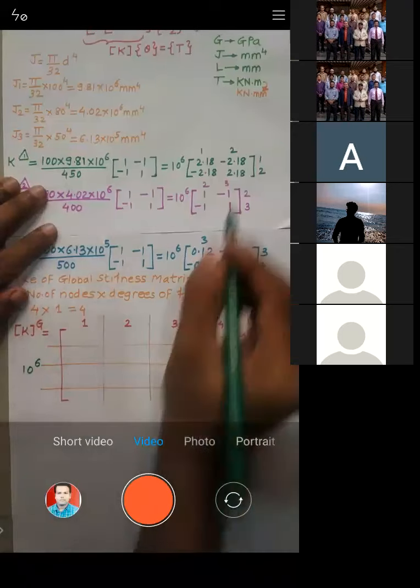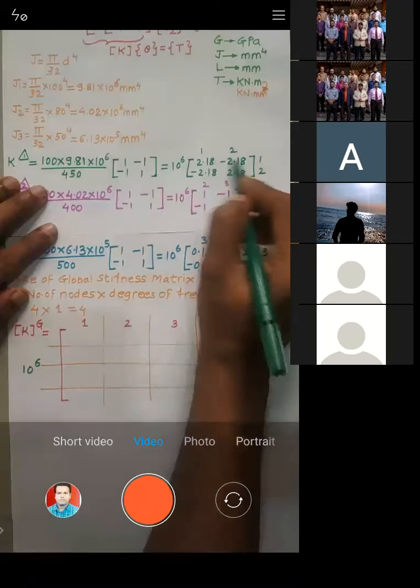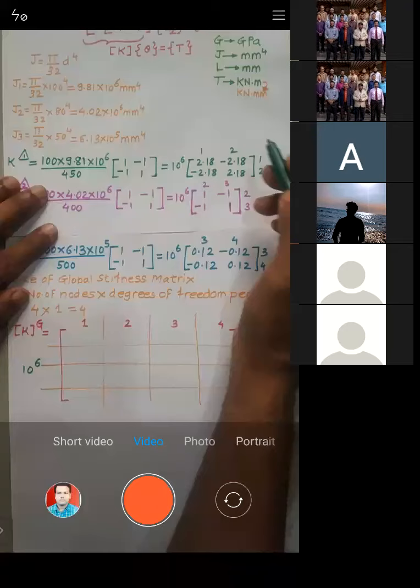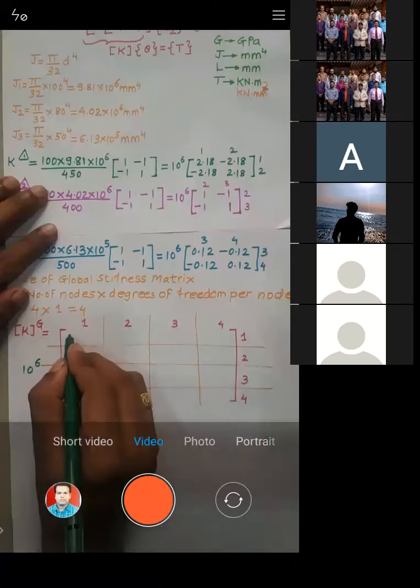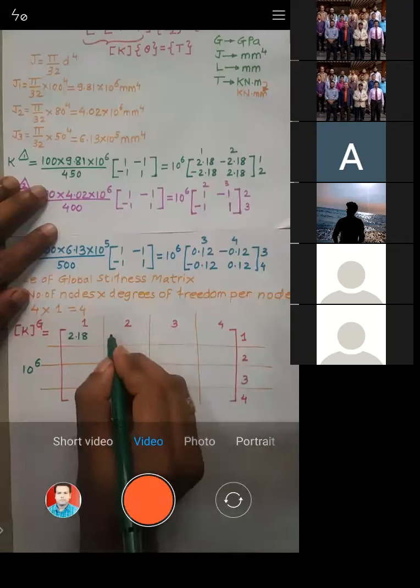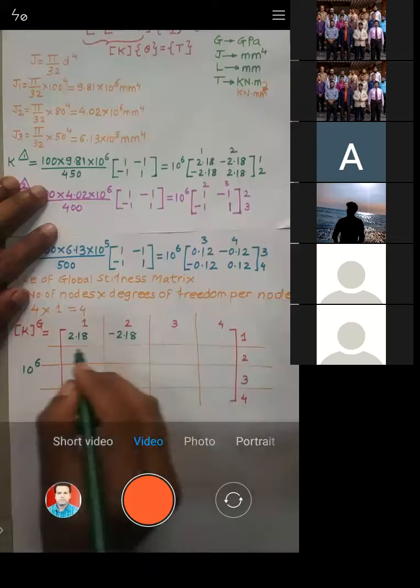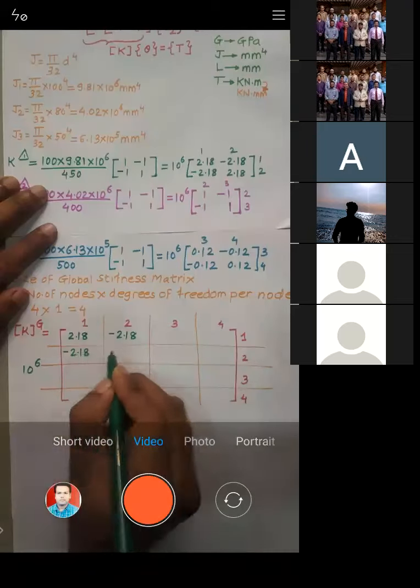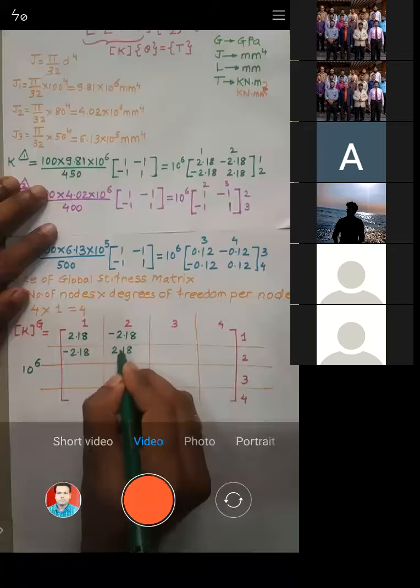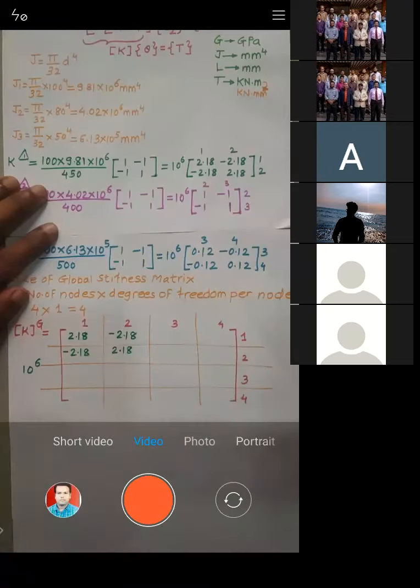Now I will start with these matrices. It is starting with 1 1. So at 1 1, I should put 2.18. Just side of that, it is minus 2.18. Here it is minus 2.18, and here it is 2.18. Because 10 raised to power 6 has been already taken common. Now go for a second one.